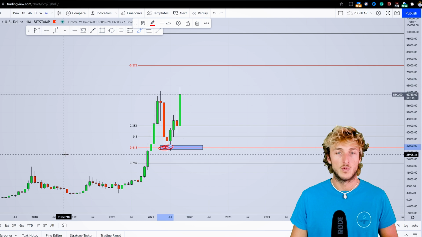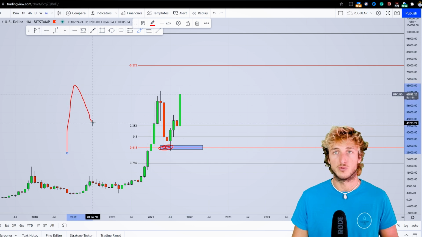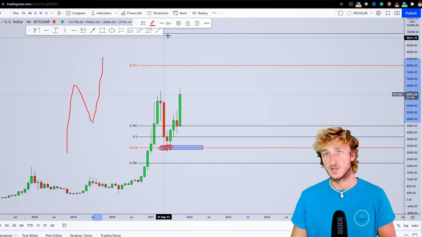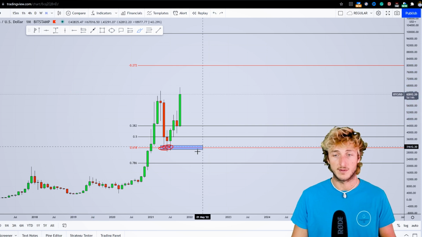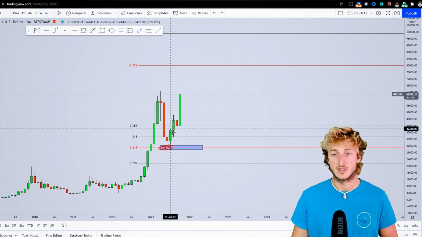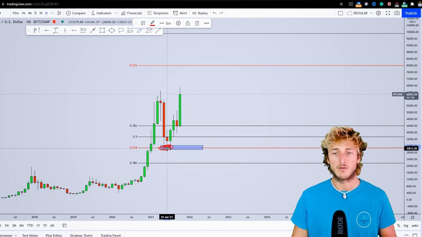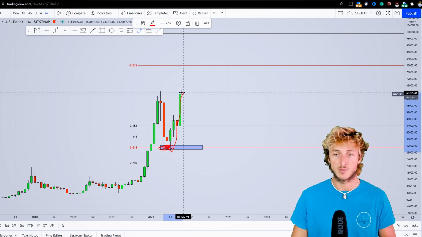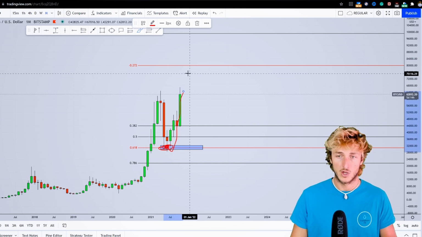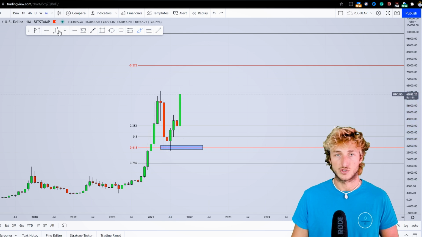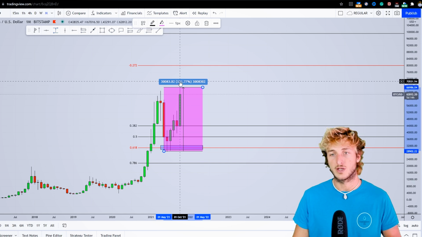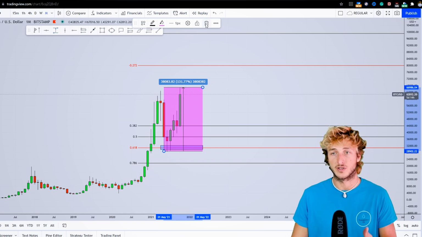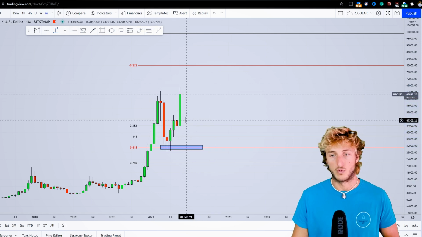Now, obviously, when you have an impulse and correction to the 0.618, from there, you do expect more continuation to the upside. And in fact, that is exactly what the market did. And by the way, when we were around this area, I made a full breakdown explaining all the reasons for which from here we expected this rejection to the upside. And so far, it has been a very nice move to the upside for over 130% gain for Bitcoin.